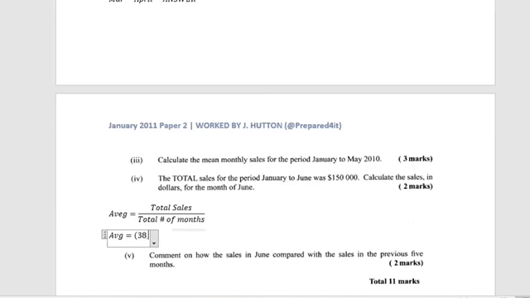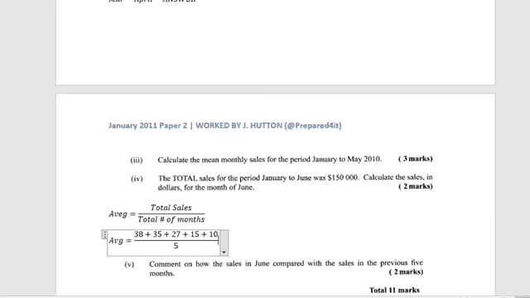So this is 38,000 plus 35,000 plus 27,000 plus 15,000 plus 10,000, and all of that is divided by the 5 months that is being considered, and what you'll get is 125,000 divided by 5, and when you do that you will get $25,000 being the average.